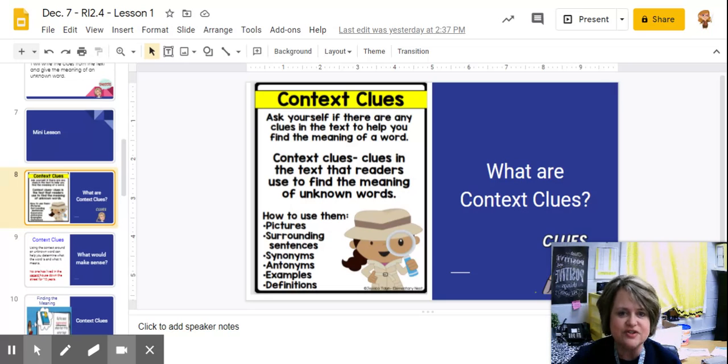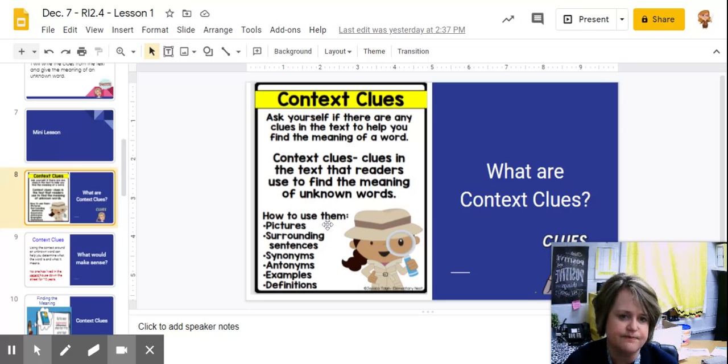It says, ask yourself if there are any clues in the text to help you find the meaning of the word. So what that is saying is when you find the word that you're not sure of, or when you find a bold word, that's the vocabulary word, what they want you to do is look for clues before the word and look for clues after the word to see if it helps you determine the meaning. Context clues are clues in the text that readers use to find the meaning of unknown words.